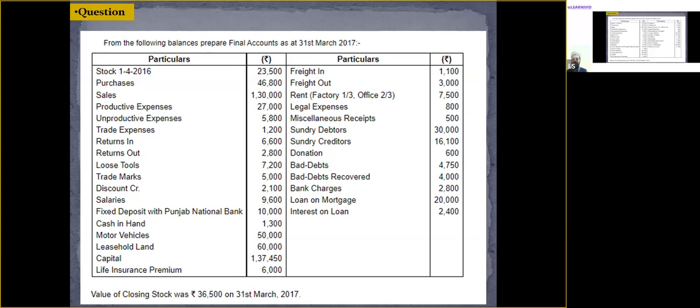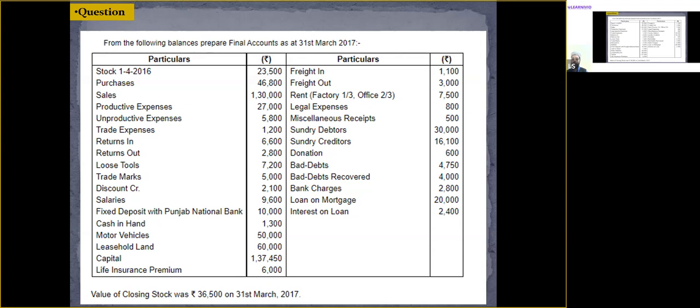Then the next item we have is returns in and returns out. We have already treated returns in and return out in the trading account. Then we have loose tools. What is loose tools? What do you think? What are loose tools?